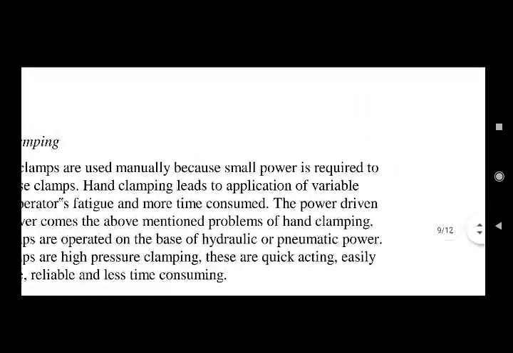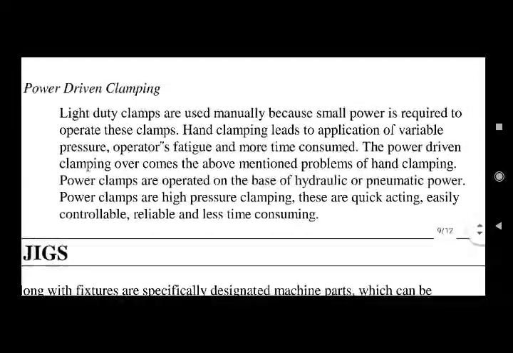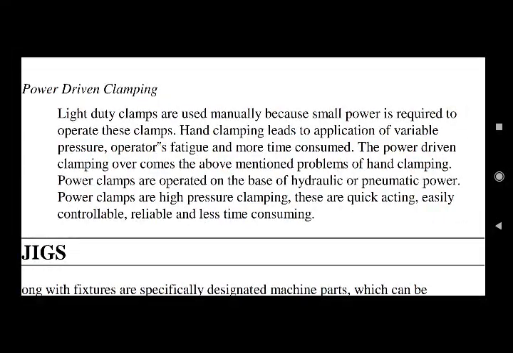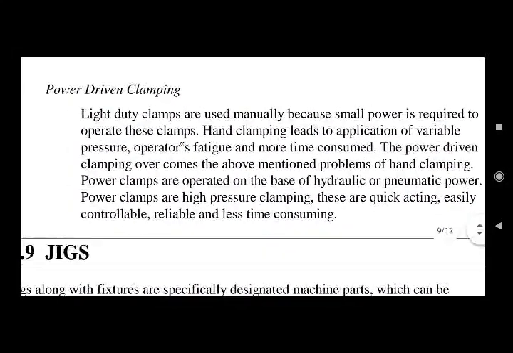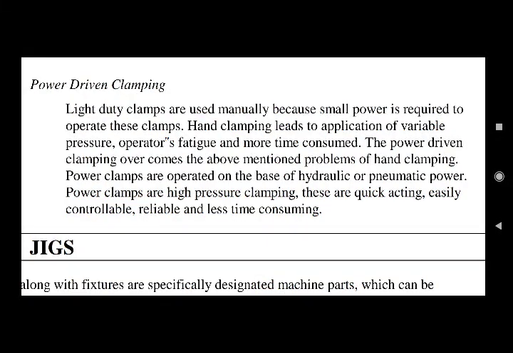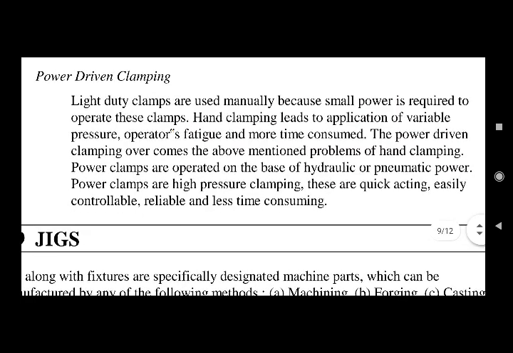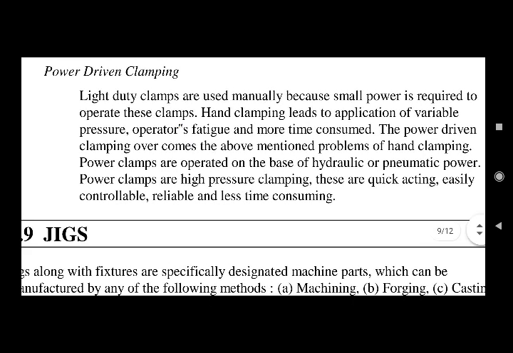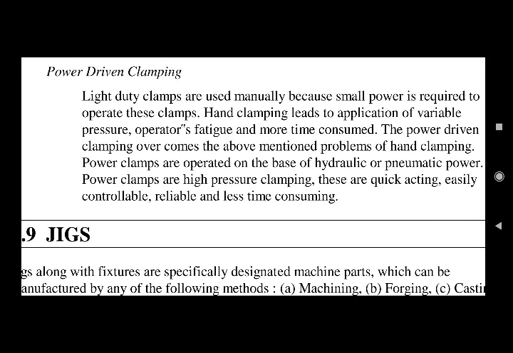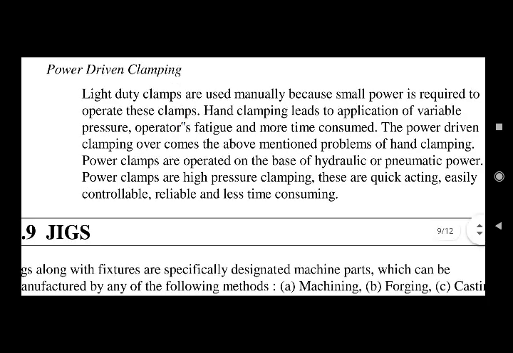Next, light duty clamps, that is power driven clamping. Hand clamps are used manually because small power is required to operate this clamp. Hand clamping leads to application of variable pressure, operator's fatigue, and more time is consumed. The power driven clamping overcomes the above mentioned problems of hand clamping. Power clamps are operated on the basis of hydraulic or pneumatic power. Power clamps give high pressure clamping. These are quick acting, easily controllable, reliable, as well as less time consuming.